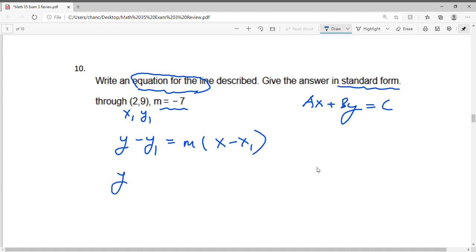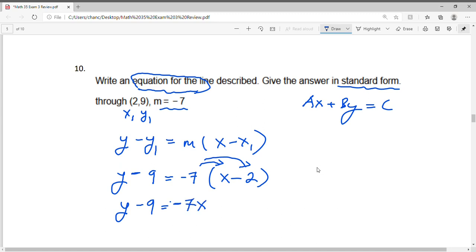Now let's plug in the values. We know y1 is 9, so we're going to write y minus 9 equals m, which is negative 7, times x minus x1, which is 2. And all I have to do now is simplify. We can distribute the negative 7 here to the right. That's negative 7x. And negative 7 times negative 2 is positive 14. Let's add the 9 to both sides.